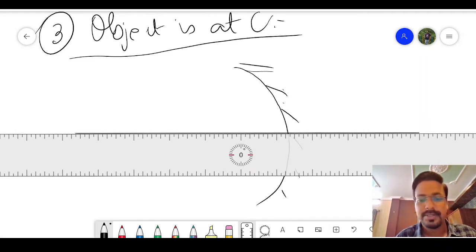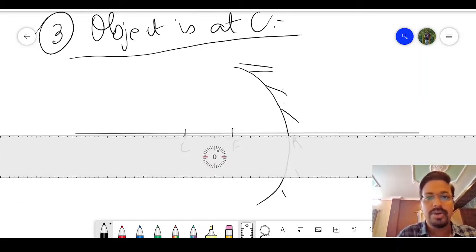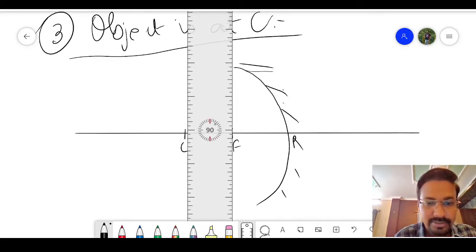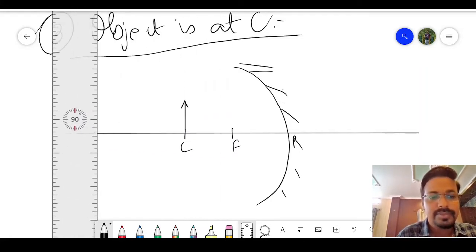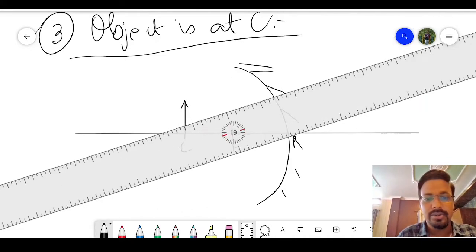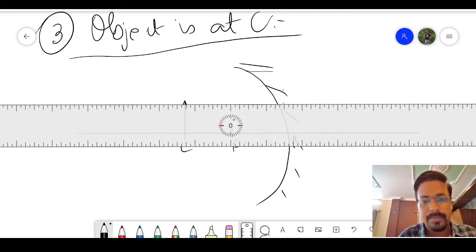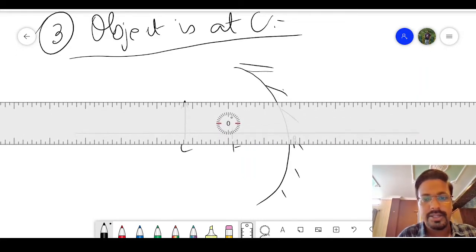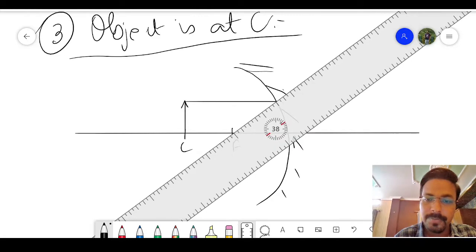So draw the principal axis. We have the center, suppose here, and focus here. We'll have the pole here, and now we have to draw an object. So our object is going to be at C. So now again we are going to follow the same method. We are going to draw a ray parallel to the principal axis. As we know, after reflection it will pass through the focus.